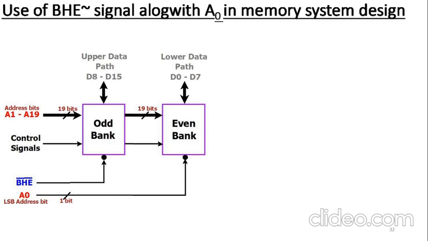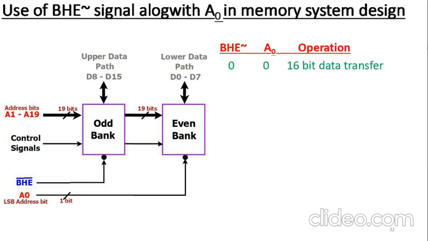But the memory system is shown because I can connect the address lines in a proper way and you will not be confused. Now, the function of BHE bar and A0: whenever both are 0, 0, the enables of the even and odd banks are active low. So both 0 means both the banks are enabled. It means that through the lower data path and through the upper data path, transfer of data will be possible. That's why 16 bits of data transfer will be performed here.